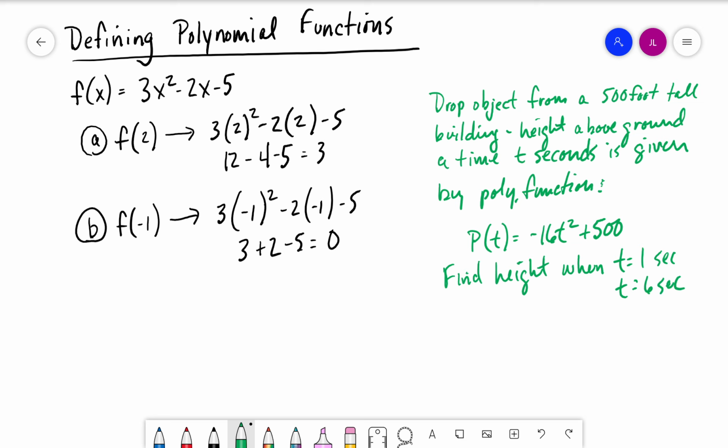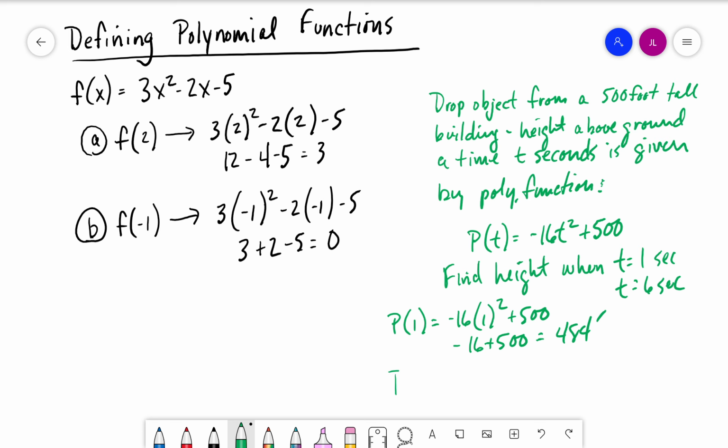So this is a polynomial function that we can use to solve a real world problem here. We're dropping an object from a 500-foot tall building. The height above the ground at time t seconds is given by this function. So after 1 second, what's p of 1? Well, it's negative 16 times 1 squared plus 500. 1 squared is 1. Negative 16 plus 500 equals 484. So it's 484 feet above the ground after 1 second.